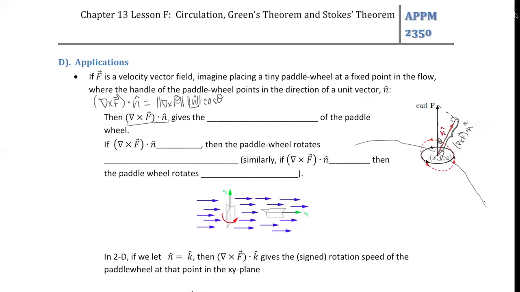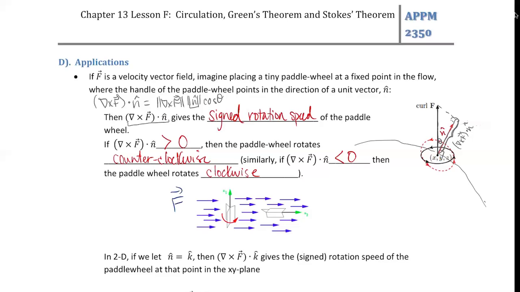It could be positive or negative. So we're going to call it signed, because it can be positive or negative. It's going to be the signed rotation speed of the paddle wheel if you are assuming or requiring it to rotate around this new direction n. And so similarly to what happened with curl, if this has a positive value, then it's telling you the paddle wheel is rotating counterclockwise. And if this scalar component has a negative direction, then it's telling you the paddle wheel is rotating clockwise.